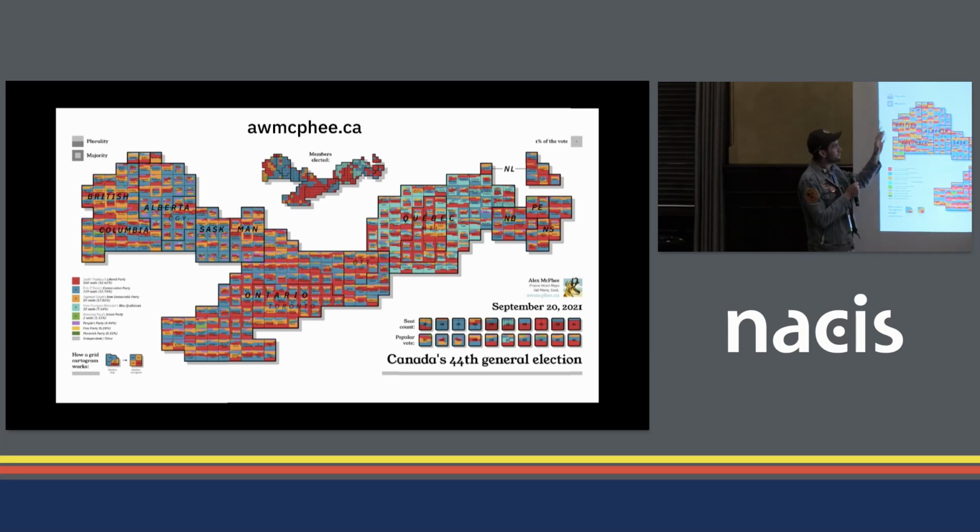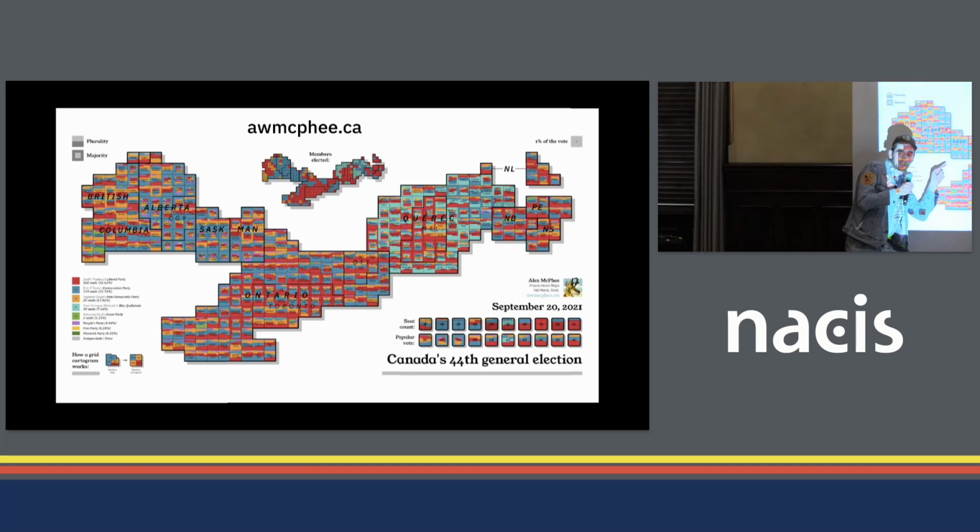But this is one of the ways that I've come up with to really explore election results in Canada. And of course, I have a sentimental attachment to this map, because if you look really, really close, you can just barely see a tiny splotch of orange.